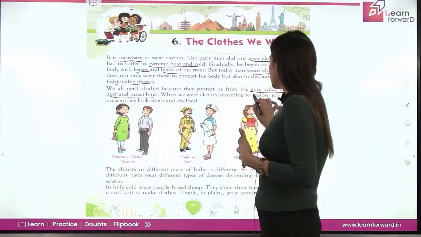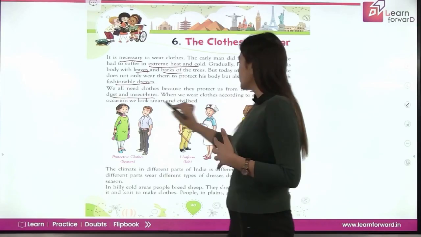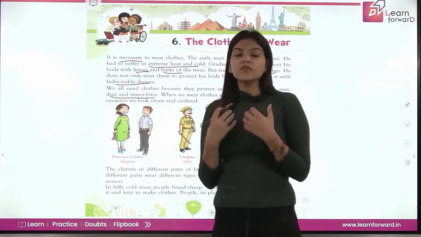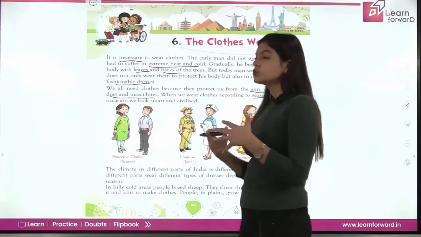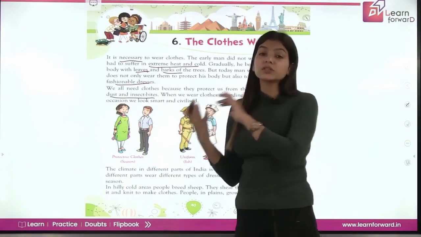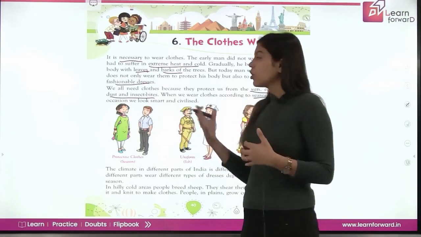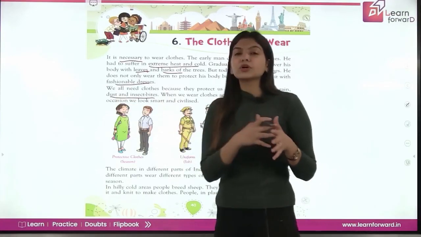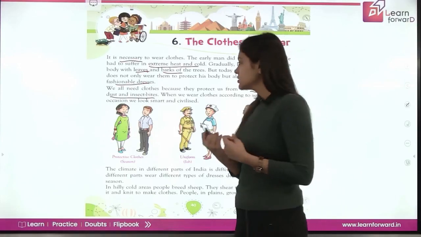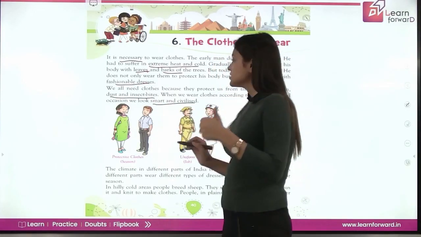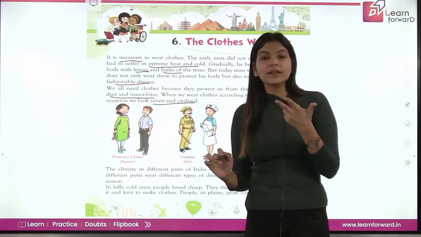When we wear clothes according to season, job, occasion, we look smart and civilized. So whenever we wear clothes according to the season which is going on, or according to the job, or according to the particular occasion, we look smart and civilized. So smart या civilized दिखने के लिए what we should do, हमें season, job और occasion के according dress up करना चाहिए.